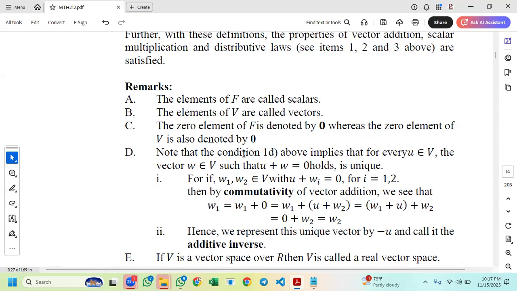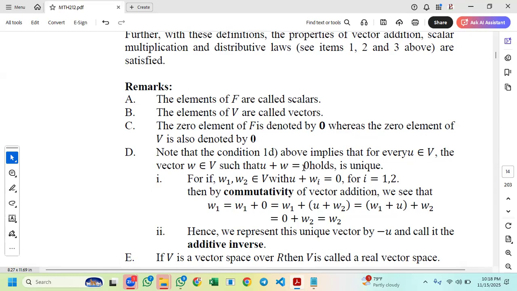Note that the condition 1D above implies that for every U belonging to V, which is a vector, there exists a vector W belonging to V, such that U plus W is equal to 0, and it is unique. This is a bit abstract, but it's straightforward too. But it will be better if you use numbers to understand what they're trying to say. If U belongs to a vector space, the vector W belonging to V, such that the addition of the two of them is equal to 0.